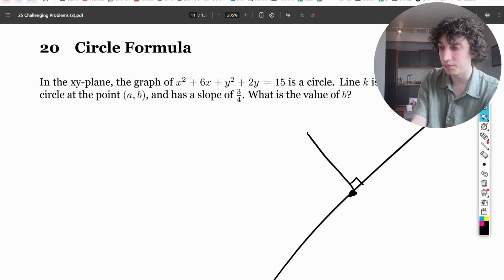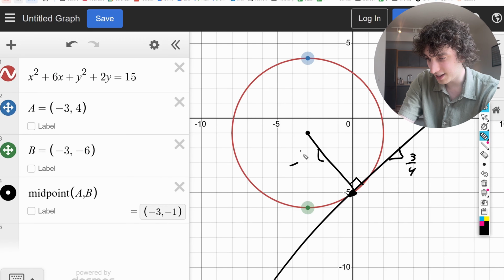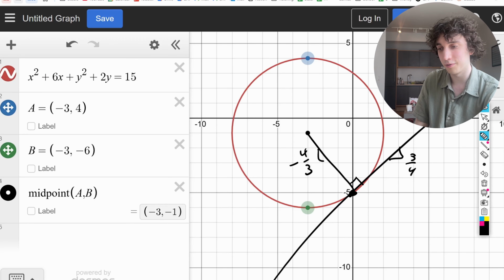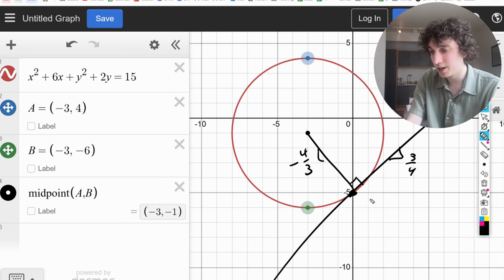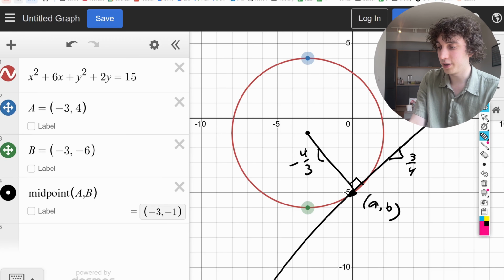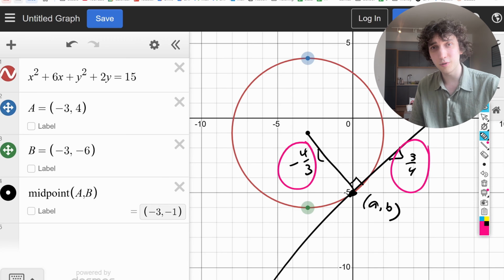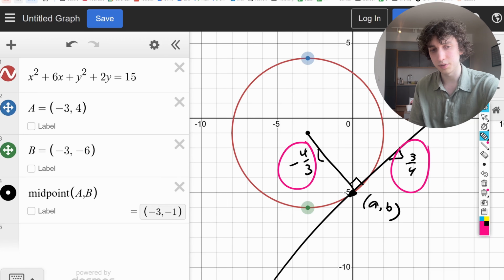And so we're told in the problem that this tangent line has a slope of 3/4. And so if this is a slope of 3/4, then this radius has to have a slope of -4/3, at least the specific radius that goes from the center to this point A, B, where our tangent line touches the circle. And if you're wondering, how do we know this? It's because -4/3 is the negative reciprocal of 3/4, and any two perpendicular lines have negative reciprocal slopes from one another.